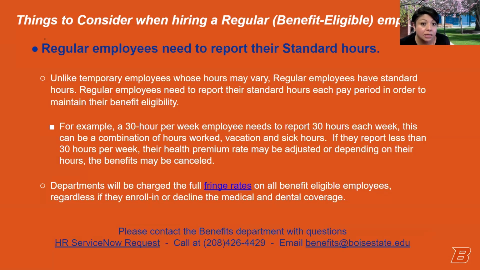Benefit eligible employees need to report their standard hours. So if somebody is hired into a 30-hour-a-week position, they need to report 30 hours per week. It can be a combination of sick, vacation, hours worked, comp time. If they do not, it could impact their benefit rates and their premiums. And also departments, even if an employee declines their benefits, they will still be charged the full fringe rate. But again, please contact the benefits department with any further questions regarding benefit eligible hours.